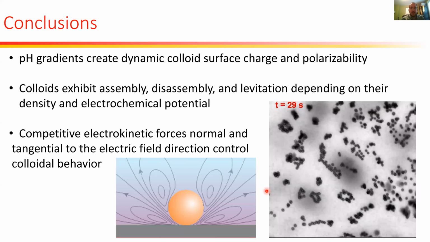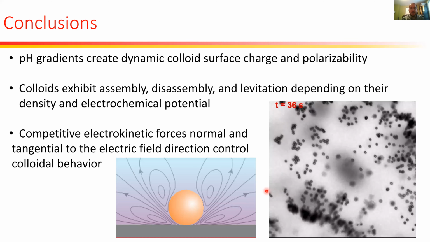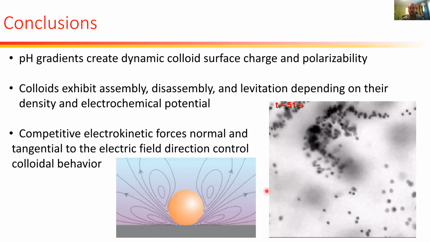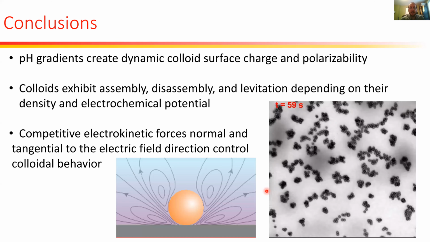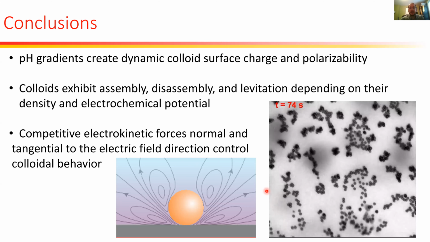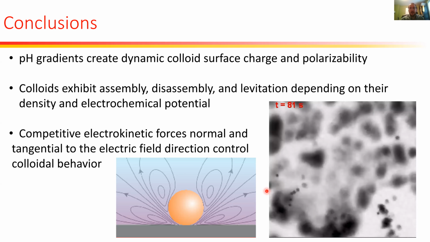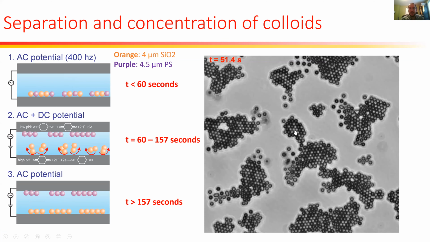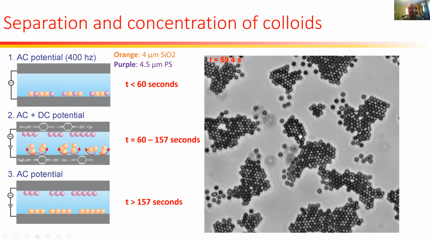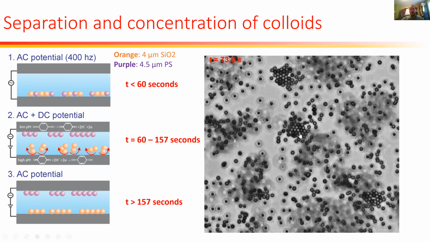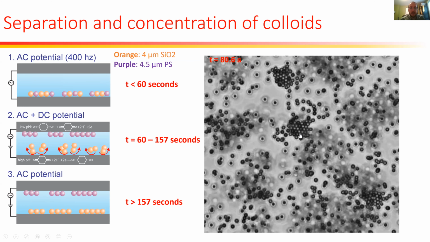So I'll conclude here and say that the interesting part of these systems is that these pH gradients create dynamic colloidal surface charge and polarizability, which we don't see in normal electrokinetic systems. We expect we can use these to separate different types of colloids based on their density or their surface properties. I'll just show you this video really quick. Here we have a mixture of silica and polystyrene, and we can almost exactly separate this mixture of particles using this method. One of them can be pushed to the top electrode and one will go to the bottom electrode.